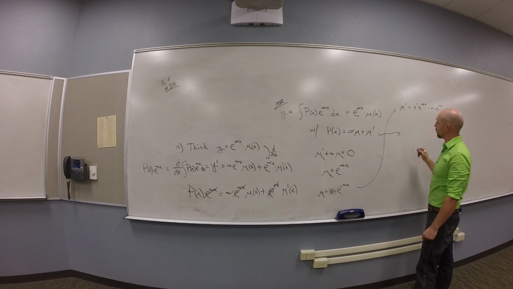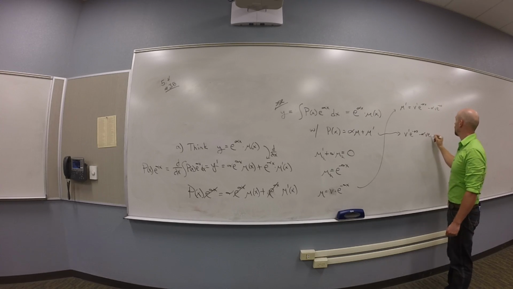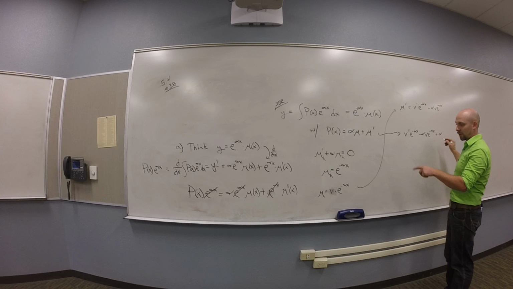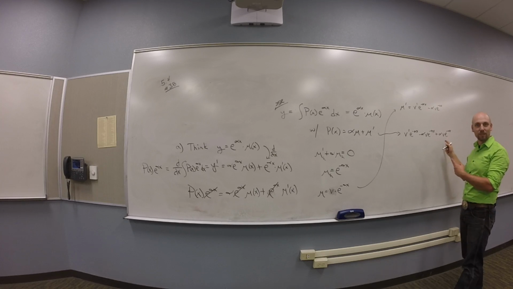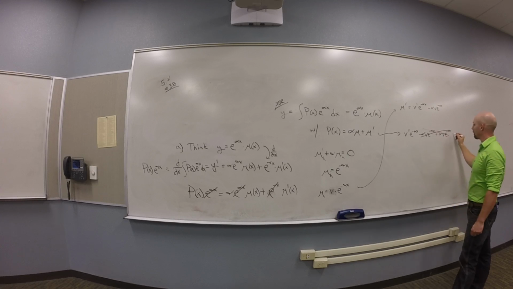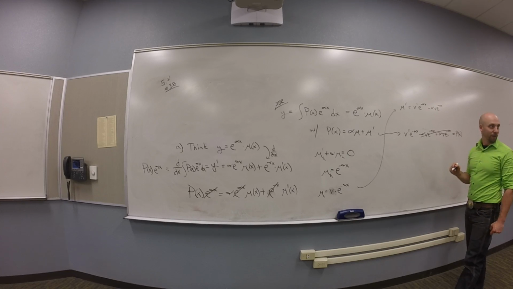So this thing is going to become v prime e to the minus alpha x minus alpha v e to the minus alpha x plus alpha times v e to the minus alpha x. Oh yeah, no surprise, those cancel, right? That was how I organized variation of parameters. So those guys are going to drop off, and that's supposed to equal what? P of x. You guys with me here?